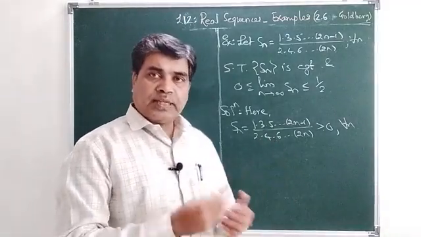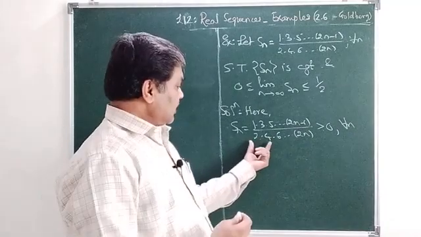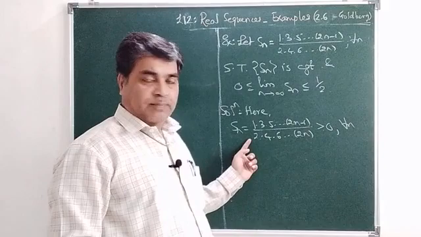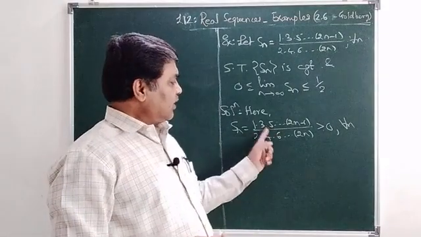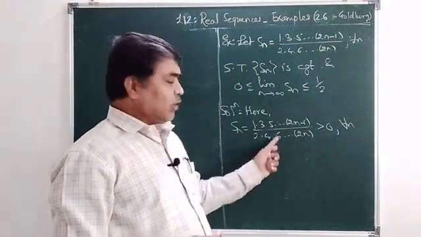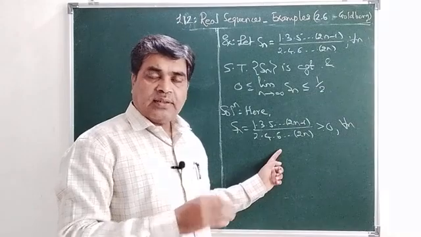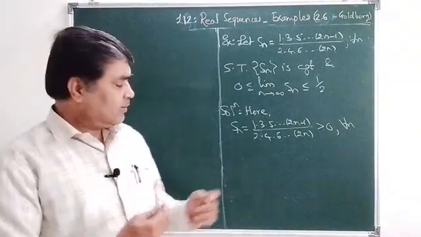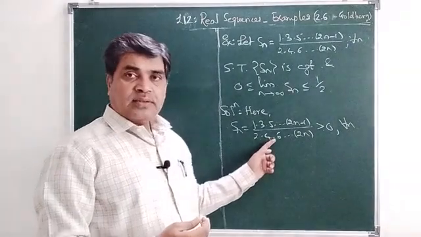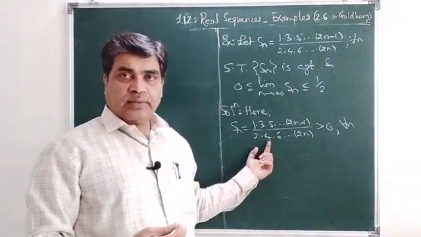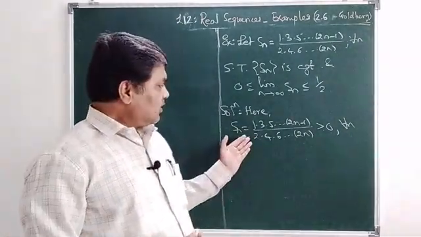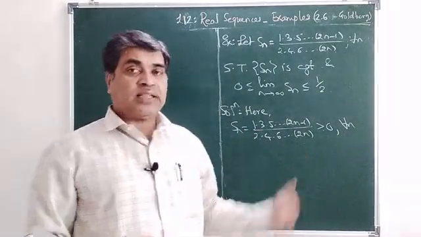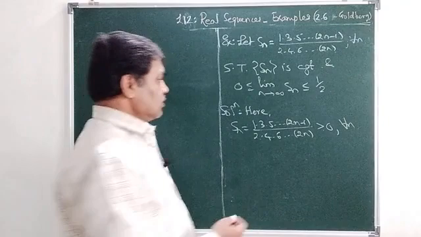3 by 4 lies between 0 and 1, means the resulting product must be less than half, means your S2 is less than half. For S3, again you are multiplying this S2 by 5 by 6, which is less than 1, lying between 0 and 1. If you multiply any number by a number less than 1, the resulting product is less than the given number. So by that discussion also you can say that S1 is greater than S2, greater than S3, and so on. Okay.